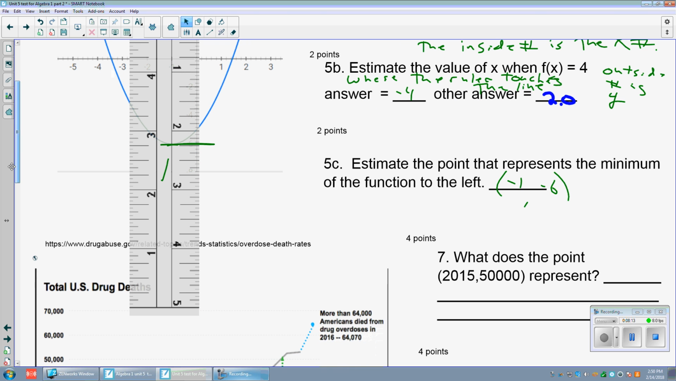What are you going to write down for this one? Minimum, lowest point, period.